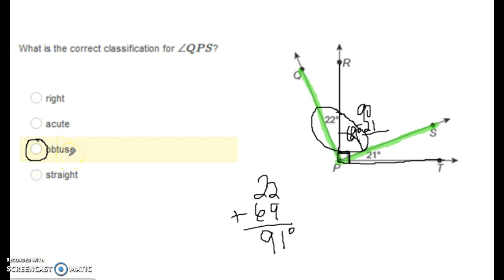Please don't try to do that just by looking at the picture though, because sometimes math pictures lie. Make sure you actually use the numbers to see if it's greater than, less than, or equal to 90.